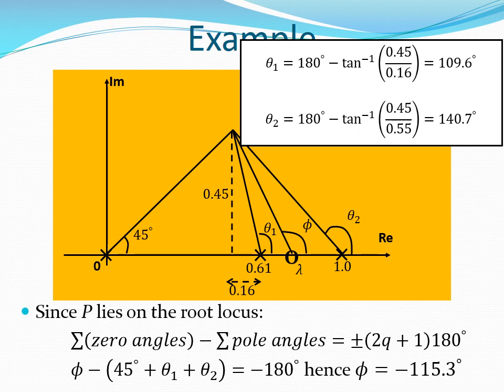In order for the system to meet the required specifications, the point P must lie on the root locus. Therefore, at point P, the sum of angles from zeros minus the sum of angles from poles must be an odd multiple of 180 degrees. In this case, phi minus (45 degrees plus theta 1 plus theta 2) must be equal to minus 180 degrees. If we substitute known values into the equation, we obtain phi as being equal to minus 115.3 degrees.